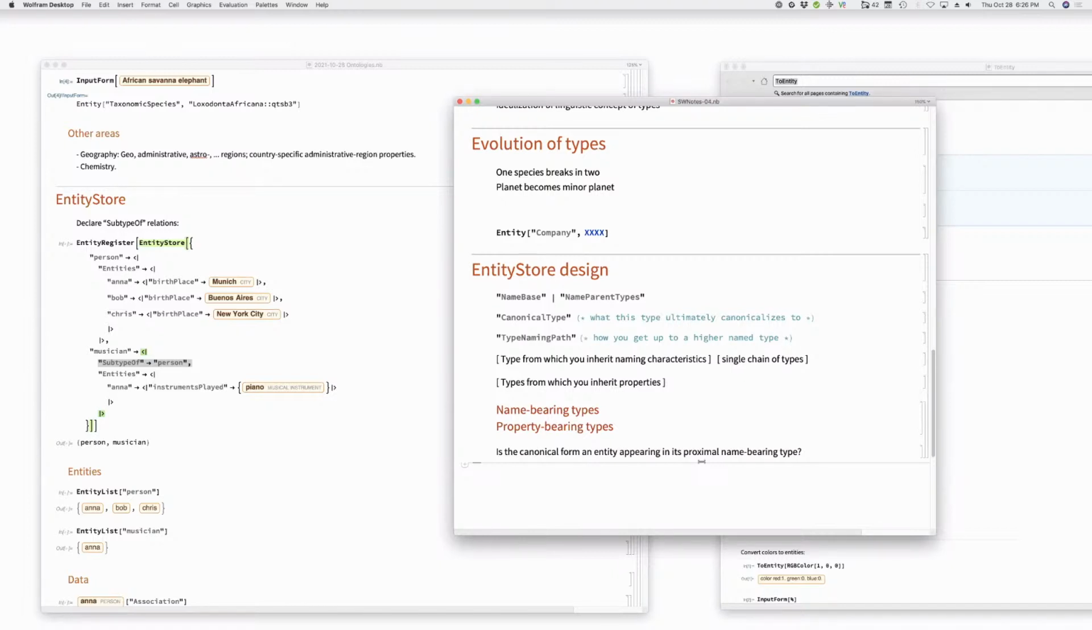Sure. But if there are multiple name-bearing types, if there's a hierarchy of name-bearing types, they must be in a strict subset relation to each other. Right? Yes. As opposed to property-bearing types, which are a free-for-all. But a property-bearing type lives underneath the name-bearing type. That is, a property-bearing type has a parent name-bearing type. Does that make sense?